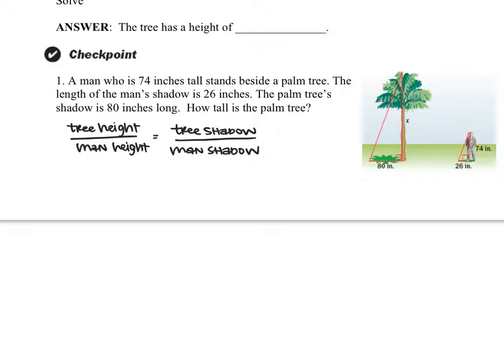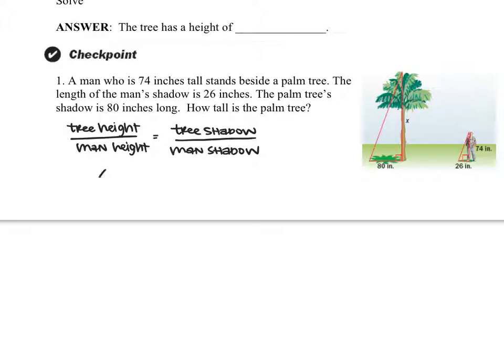All right, so you'll notice in this one I decided to put the tree on the top and the man on the bottom. It doesn't matter, you could have put the man on the top and the tree on the bottom. It would work. There's actually several ways that you could set up this proportion correctly. But once I have it written out, then I can start plugging the numbers in.